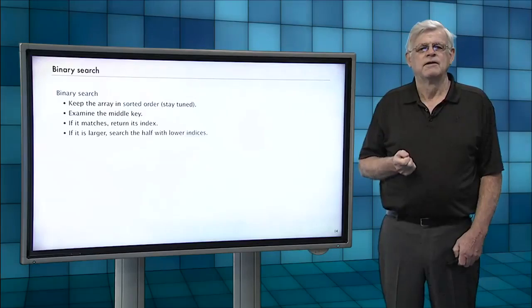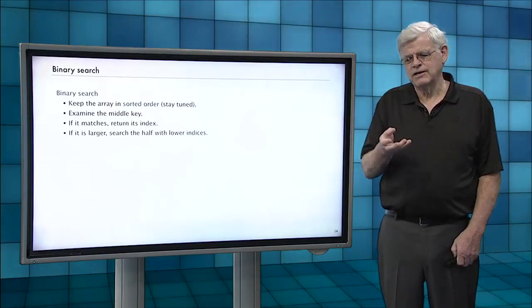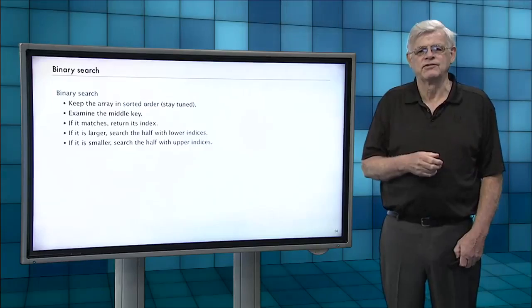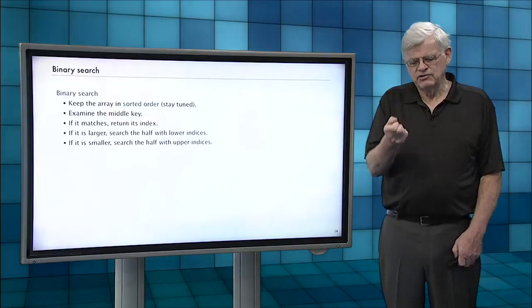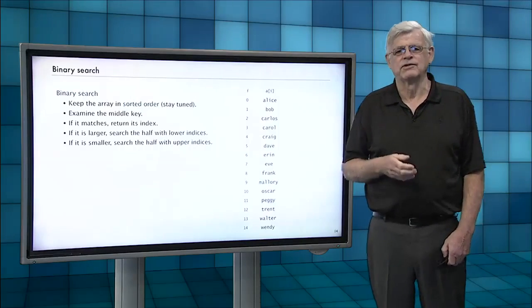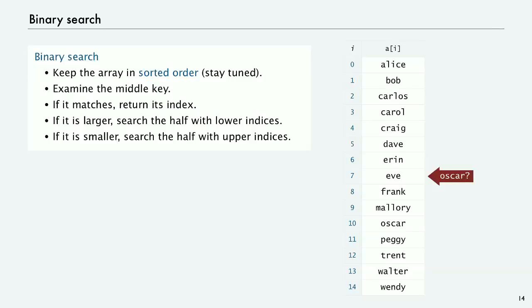We found it. If it's larger, then we know that our key must be in the lower half of the array, the ones with lower indices. And if that one in the middle is smaller than our key, then we have to look in the half with the larger indices. So for example, here's our list again, and we're looking for Oscar.